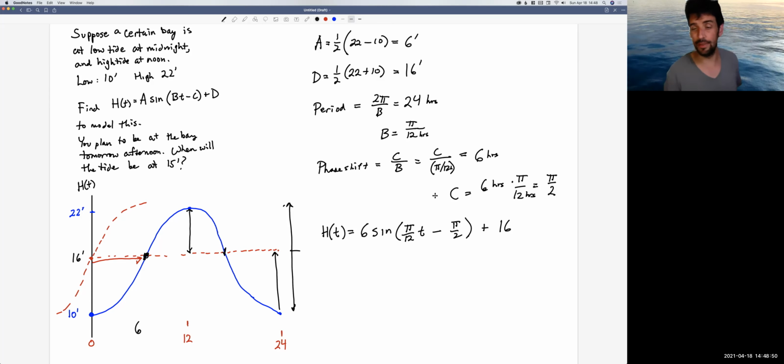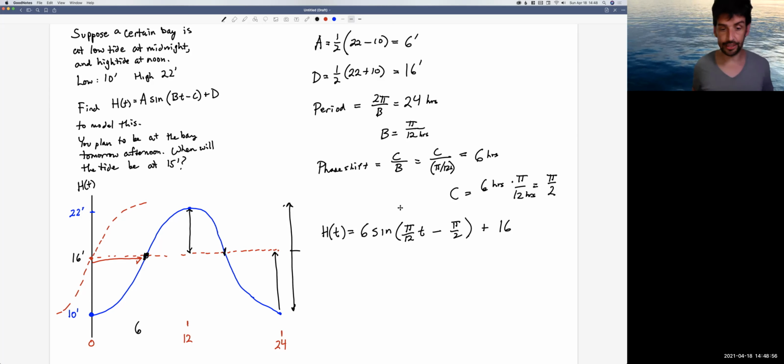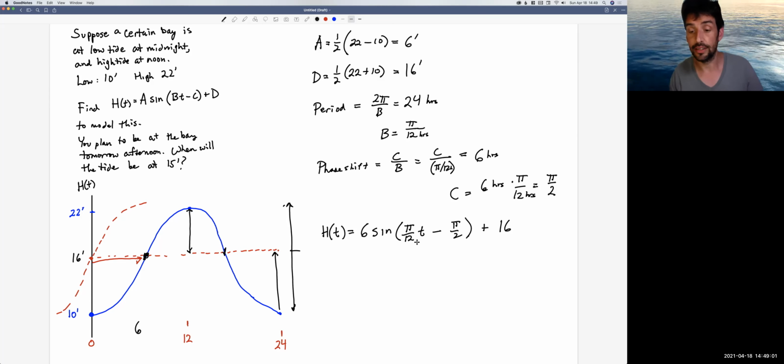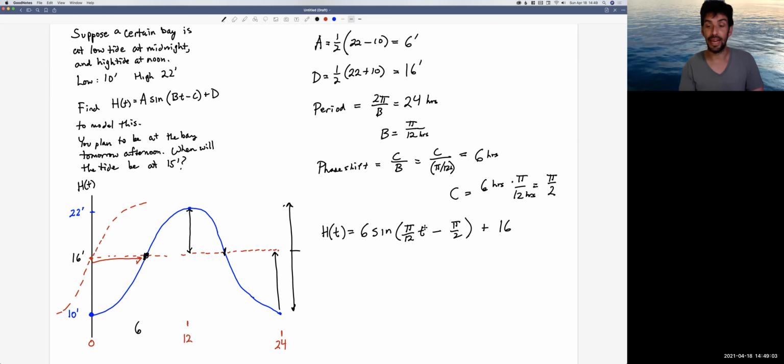So let's look at what happens here with units. This is our function. This is the thing that we're looking for, and this should accurately describe the graph that we want here, right? So for instance, when t is equal to 0, that corresponds to midnight. That's sine of negative pi over 2.